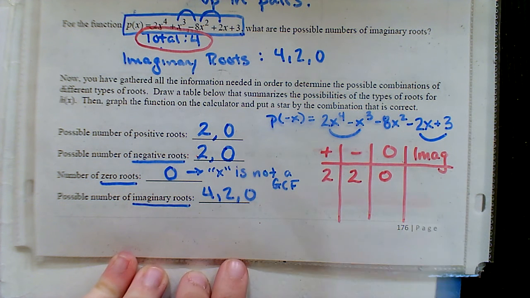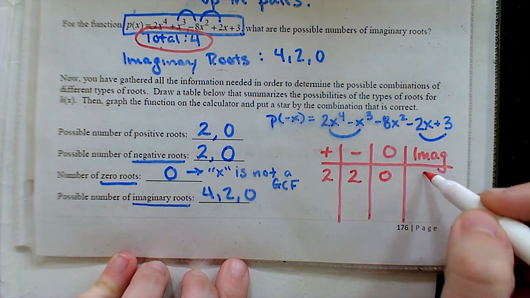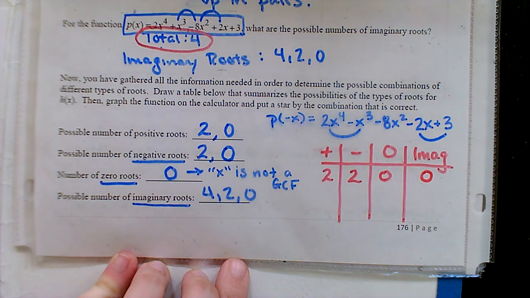It's either a 4, a 2, or a 0. Yeah. How'd you know it was 0? It can't be over 4. We already listed 2 here and 2 here. That's a total of 4. All right, so we can't have any there. So that's one combination based off of these numbers.